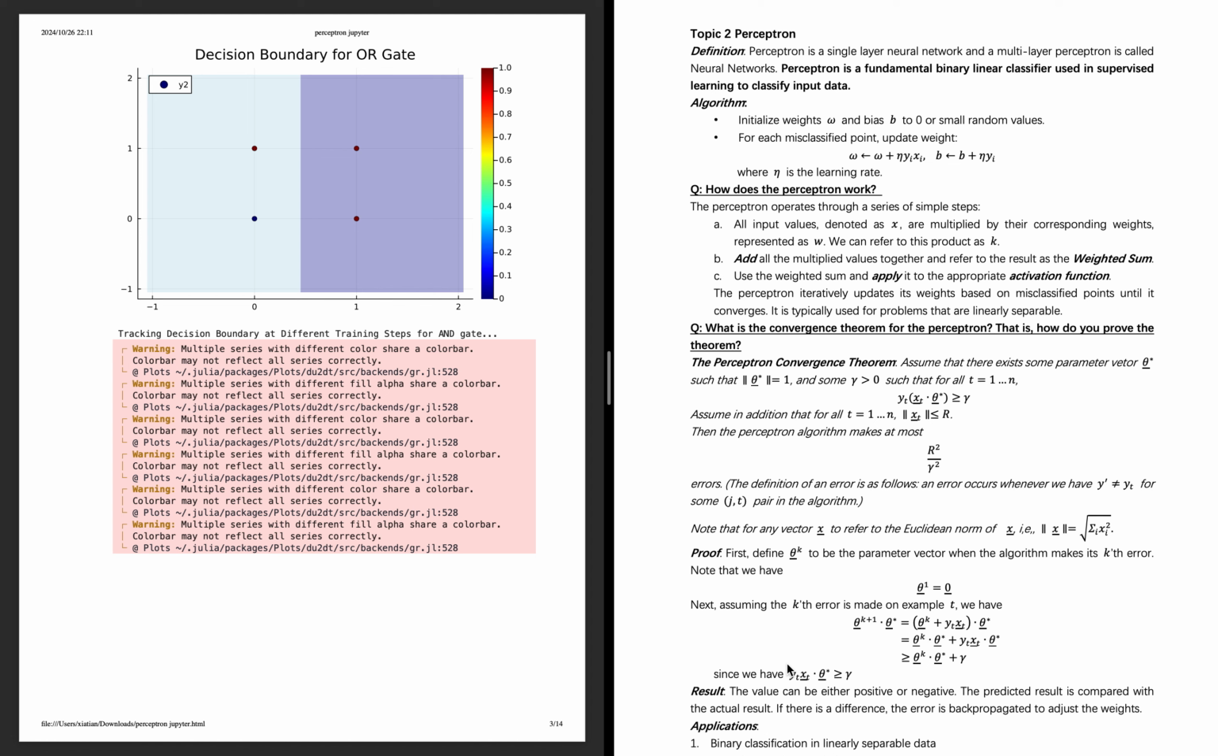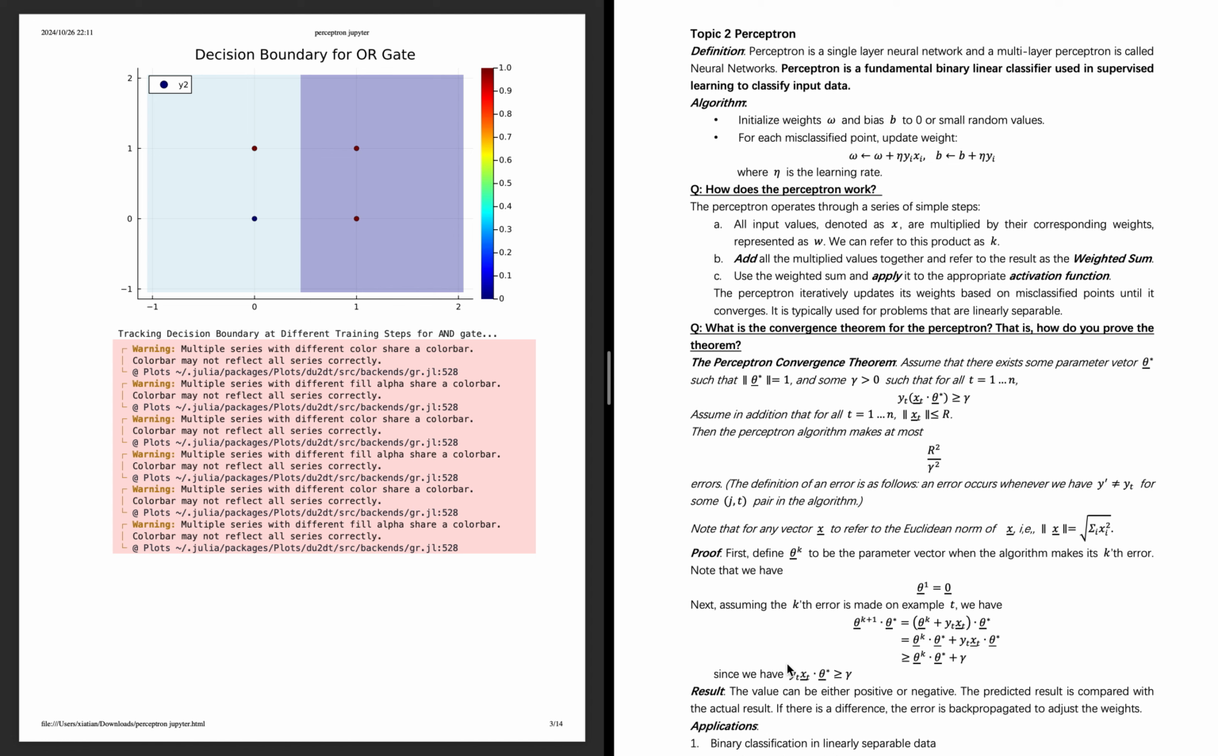To begin, the perceptron is one of the simplest types of neural networks. It works as a binary classifier that tries to learn a linear decision boundary that separates data points into two classes. In this notebook, we'll look at three datasets: an OR gate, an AND gate, and an XOR gate, to see how the perceptron learns in each case.